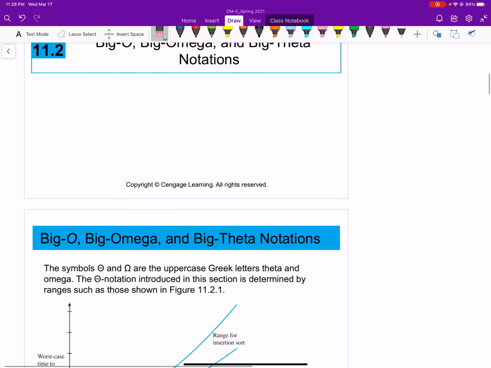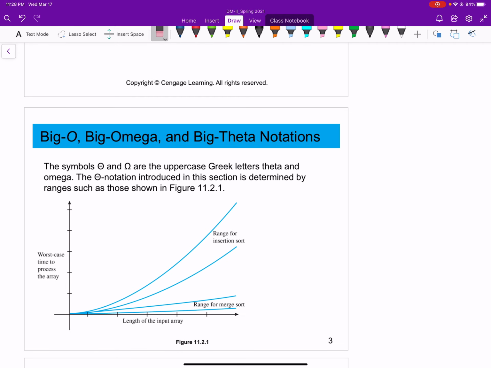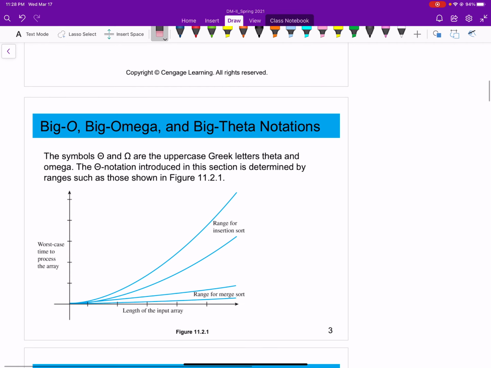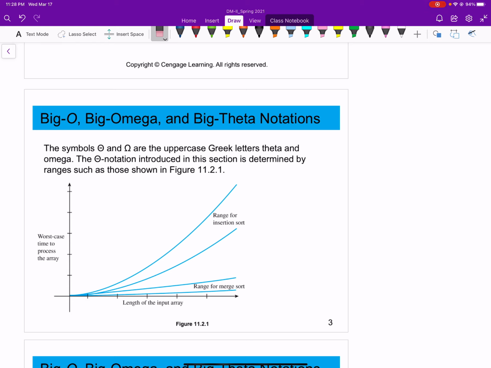This is a long section, so I'm going to split this into two classes. This is the first part of the section. This is the first slide. Let me read that. The symbols theta and omega are the uppercase Greek letters theta and omega.